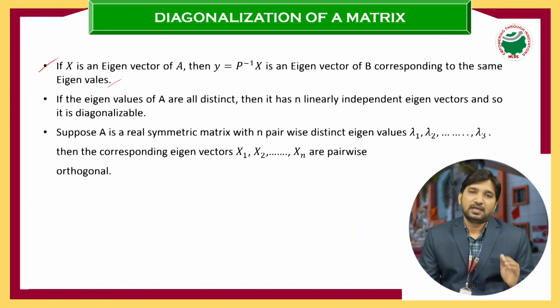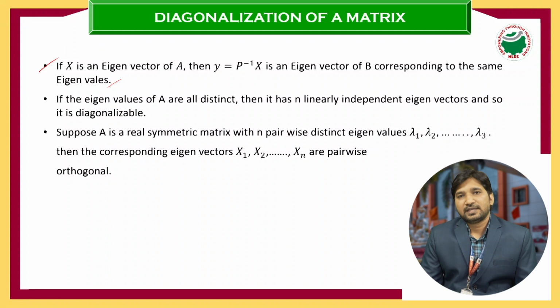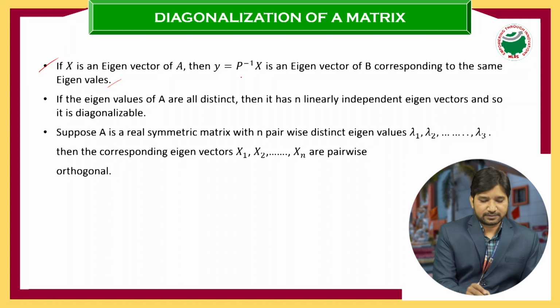Already I told that B is similar to the matrix A, and they have the same eigenvalues. It is also, in case capital X is the eigenvector of the matrix A, then B has the eigenvector, that is P inverse X. P inverse X is the eigenvector of the matrix B.